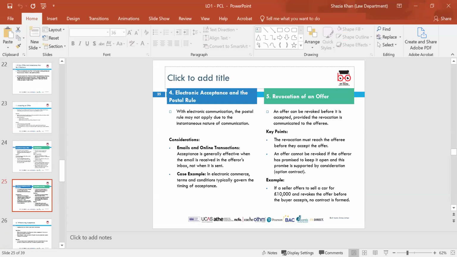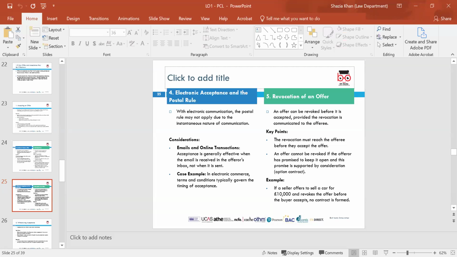When we look at electronic acceptance and the postal rule, in contract law the postal rule states that acceptance of an offer is considered effective as soon as it's posted in the mail, even if it is lost or delayed. But this rule generally does not apply to electronic communication, like email, as I mentioned earlier, where acceptance is typically considered effective upon receipt by the offerer due to the instantaneous nature of electronic communication, meaning a contract is formed when the email is received, not when it is sent.